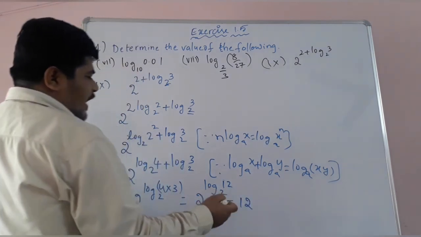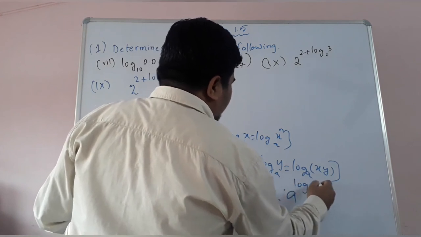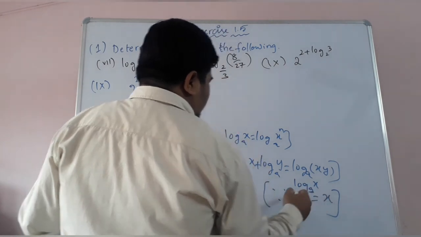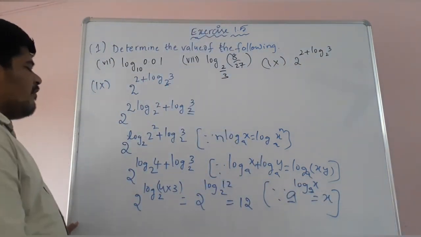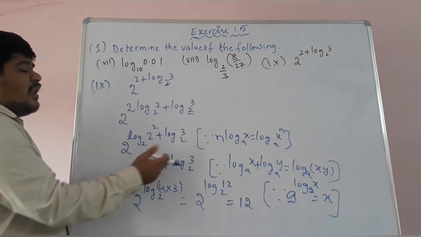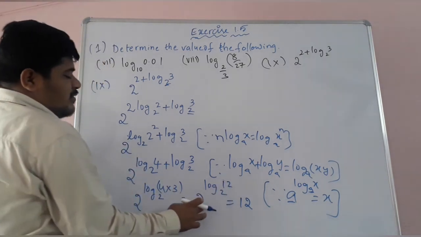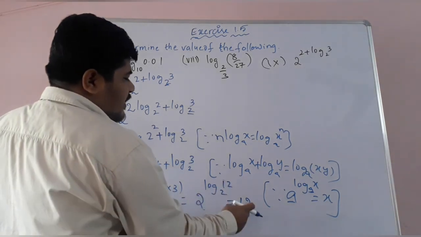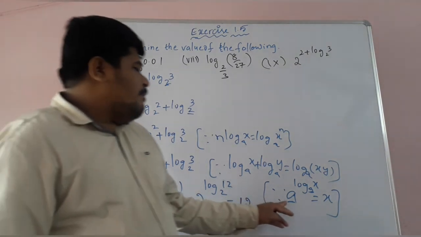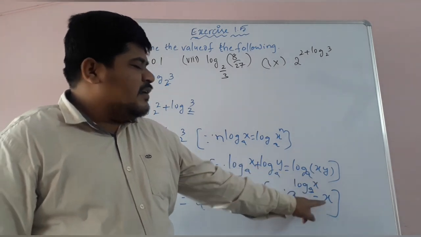So we have used this formula, children, here: a power log x base a is equal to x. If the base and the a are both the same, then x will come out. So 4 threes are 12, children. Here we used log x base a plus log y base a, log x into y base a, that's log 12 base 2. So 2 power log 12 base 2. Both the bases are 2 and 2, so 12 came outside. We wrote it as 12. So which formula did we use here? a power log x base a is equal to x.